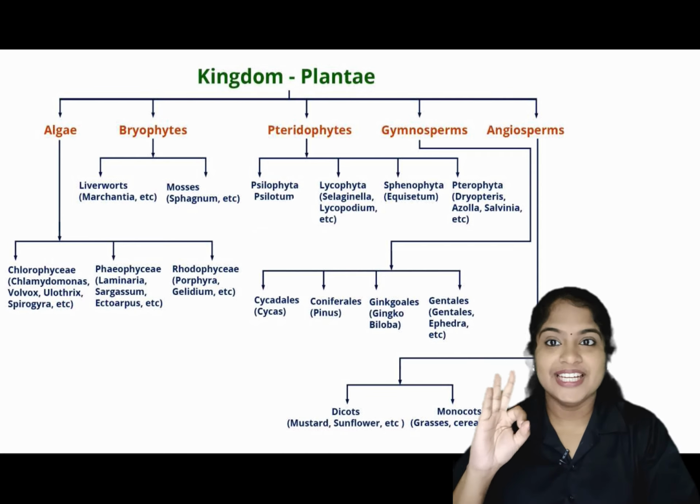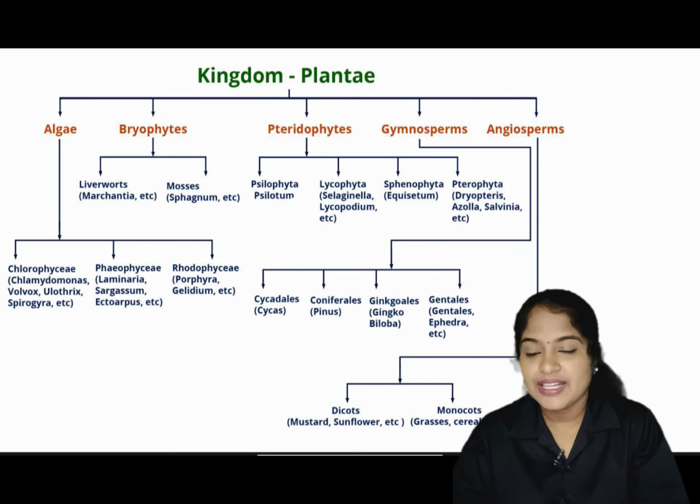Now we are going to see the different divisions in the plant kingdom: Thallophyta, Bryophyta, Pteridophyta, Gymnosperm and Angiosperm. The first one is Thallophytes.